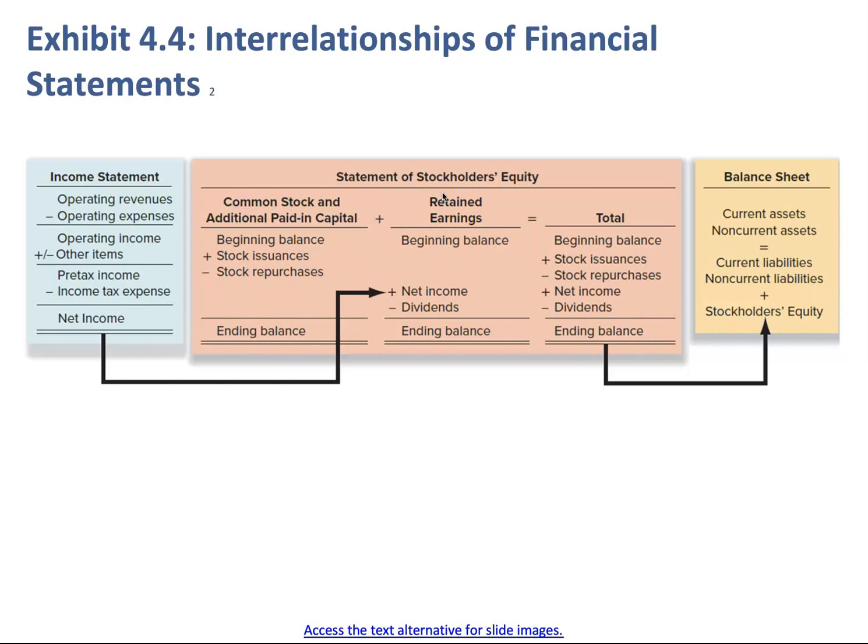We talked about the expanded transaction analysis equation in the past. Retained earnings at the end equals retained earnings at the beginning plus net income minus dividends. So the ending balance of retained earnings will eventually be reported under stockholders' equity as of December 31st, 2022.